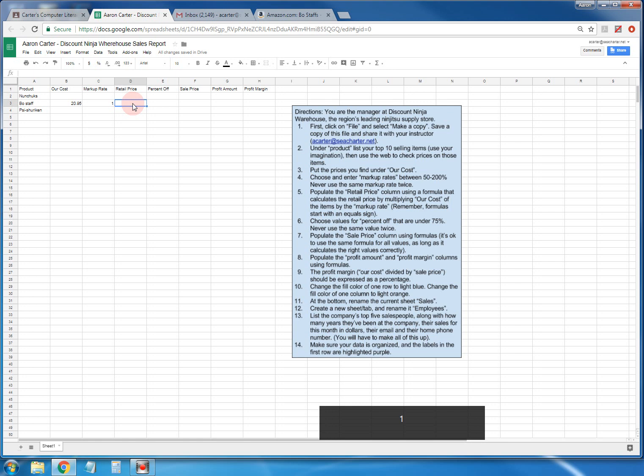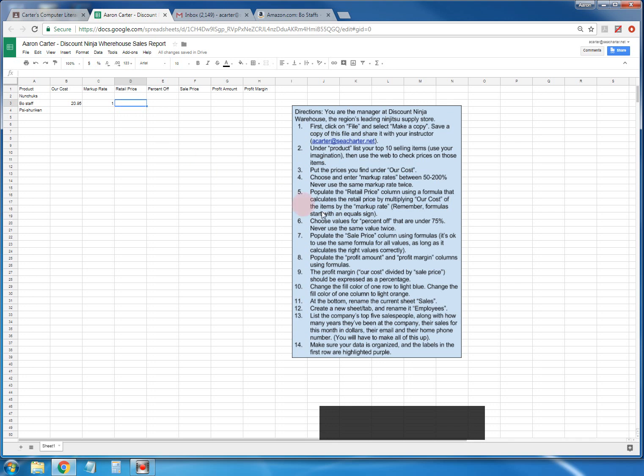Populate the retail price column using a formula that calculates the retail price by multiplying our cost of the items by the markup rate. Remember, the formulas start with an equal sign, and I already see a problem there. If you multiply 20.95 times 1, what are you going to get? 20.95. Does that mean you're going to charge customers 20.95? No. You wouldn't make any money, right?